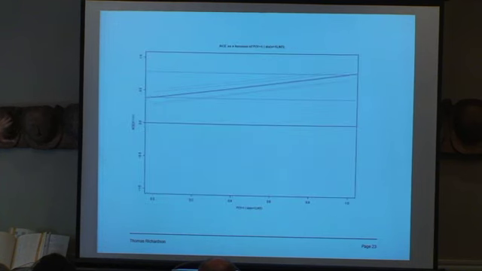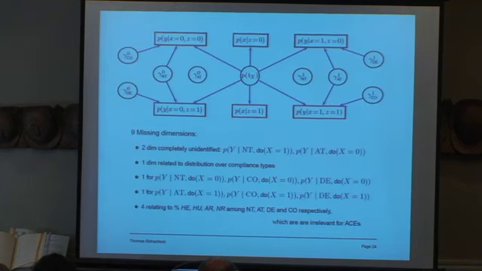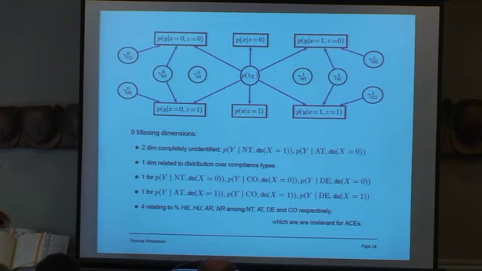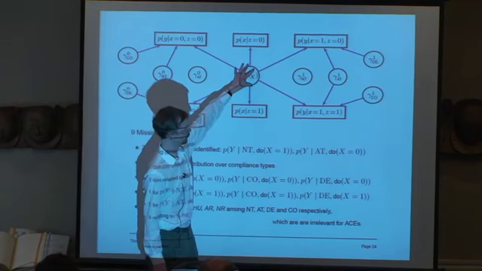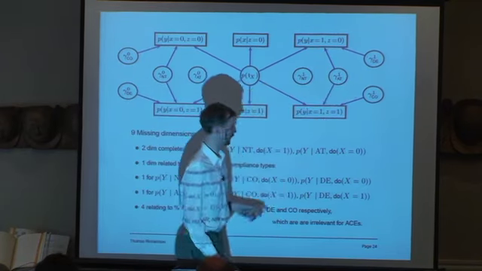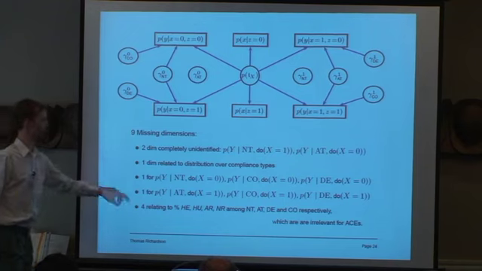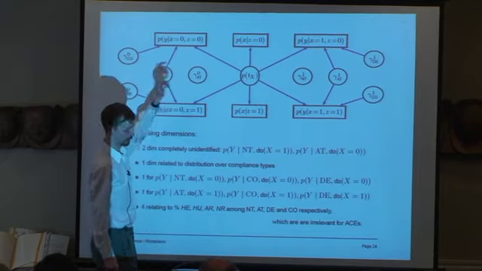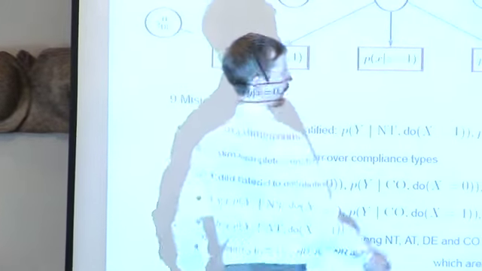Harder case, so this was an easy case with no defiers or always takers. The harder case is where there are defiers or always takers. I'll just show you this graph. This is a graph describing how those 9 dimensions get hidden, basically. So there's 1 dimension associated with things over here, 1 dimension associated with compliance types, and one dimension over here, and then there are 4 other dimensions that are irrelevant for the average causal effect. And then there are 2 parameters, again, that are completely disconnected. This is the effect of not taking a treatment on always takers, and the effect of taking a treatment on never takers, like the parameter we saw before.